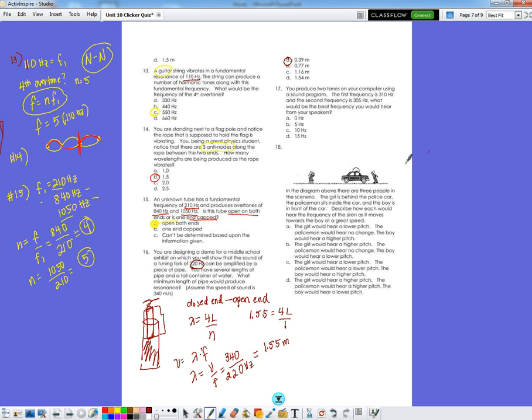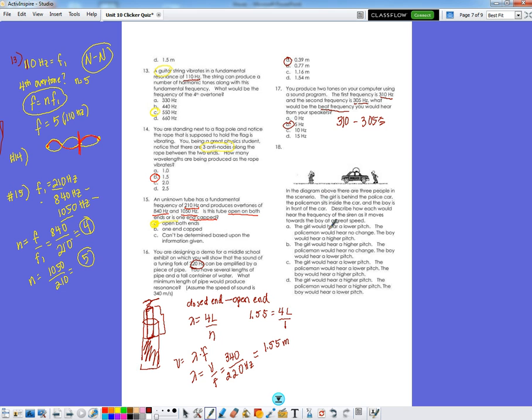Number 17. You produce two tones on your computer using a sound program. The first frequency is 310 Hz and the second frequency is 305 Hz. What will be the beat frequency that you will hear from your speaker? You know that the beat frequency is the difference between the two frequencies, right? So just subtract, then this will be equivalent to 5 Hz.